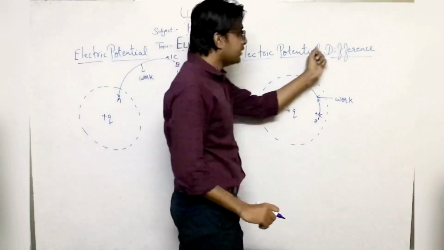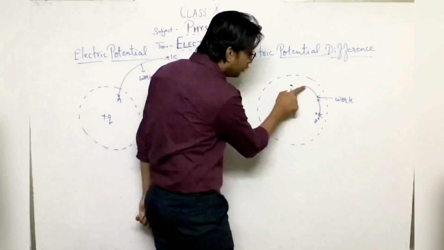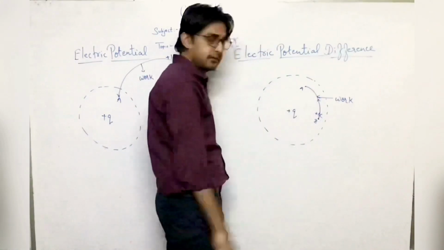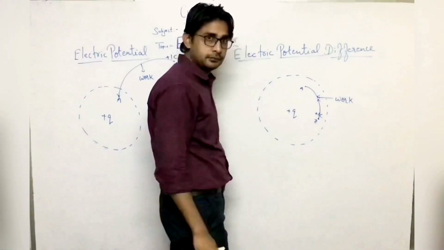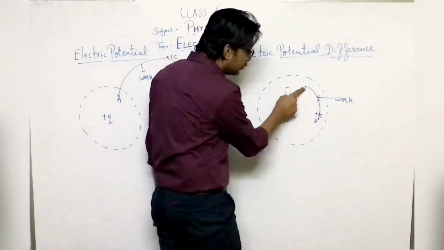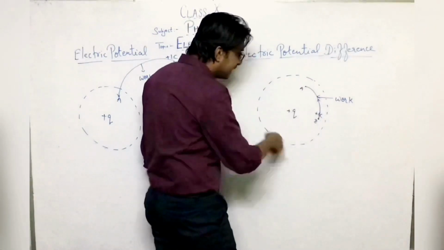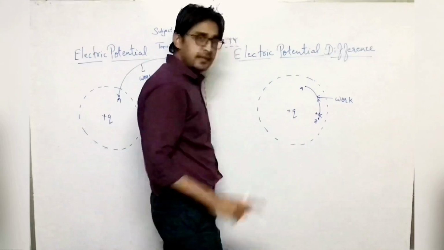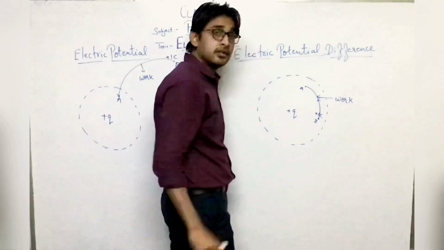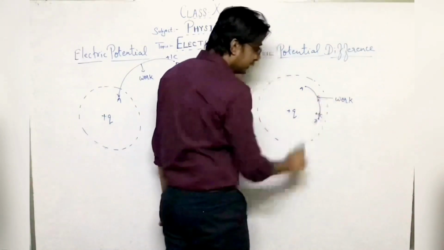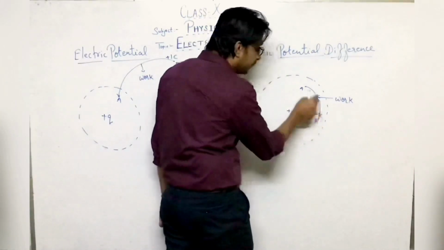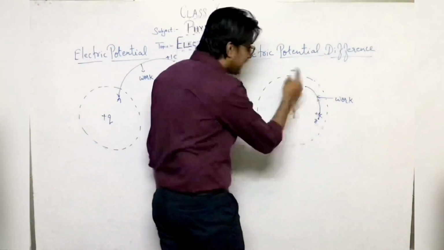Electric potential difference between 2 points inside the electric field of a charge is defined as the work done in moving a unit positive charge from one point to another inside the electric field.